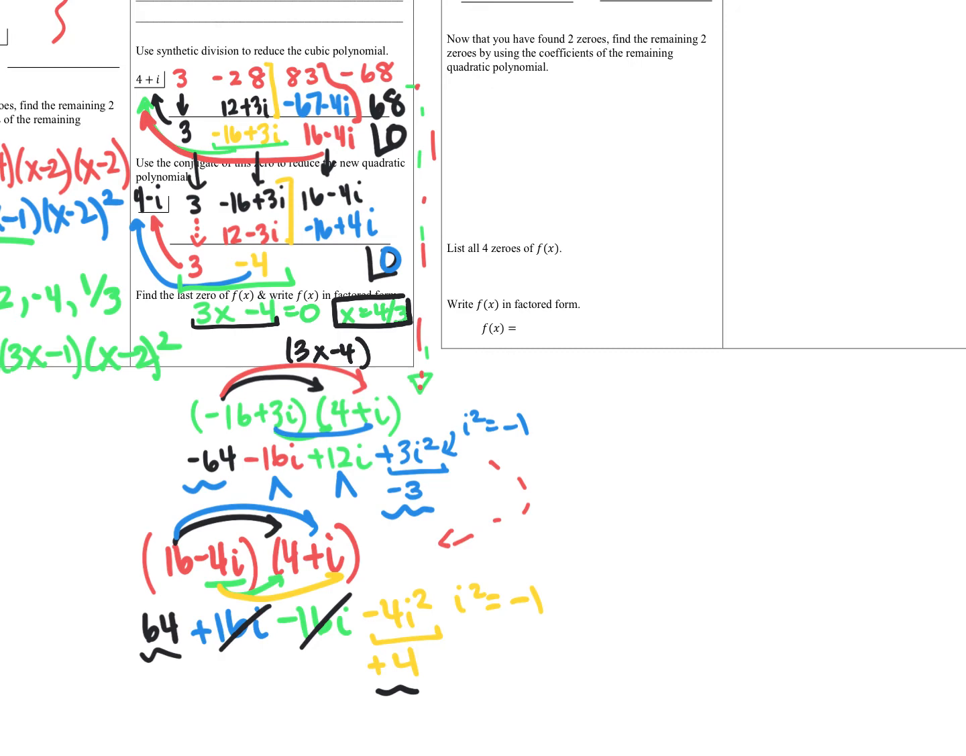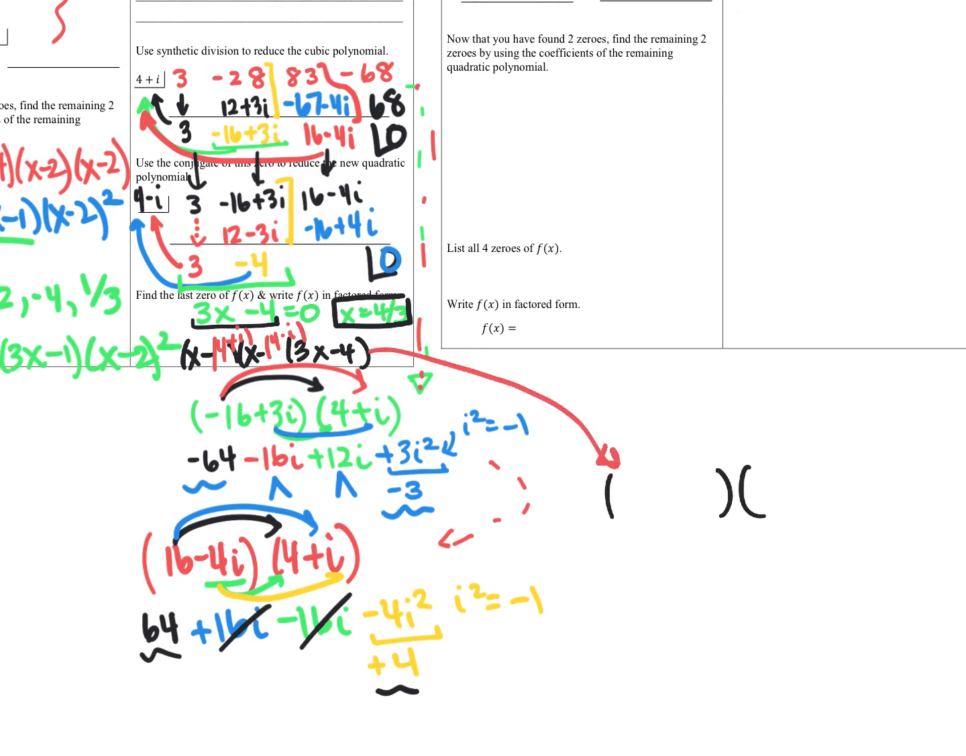And then we had those complex ones. So we're going to have a 4 plus i and a 4 minus i. Now that's getting super messy. Let me write that out a little bit neater over here just so we can see it.